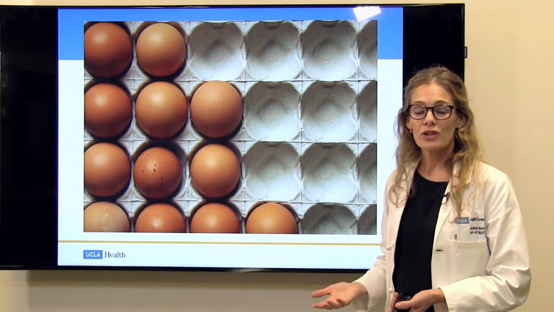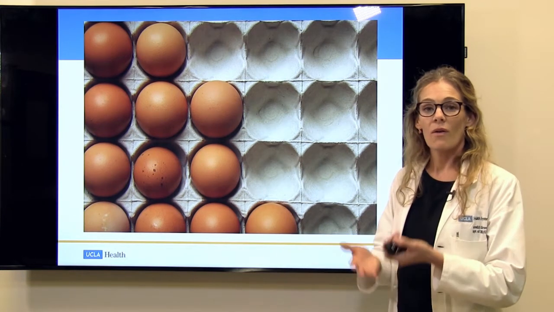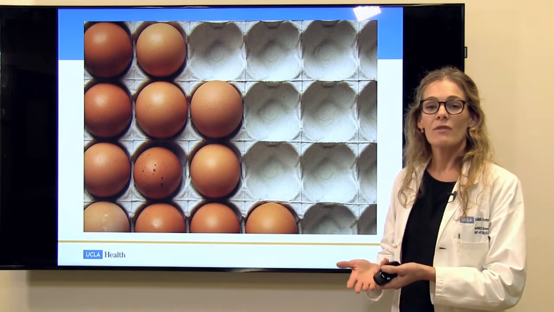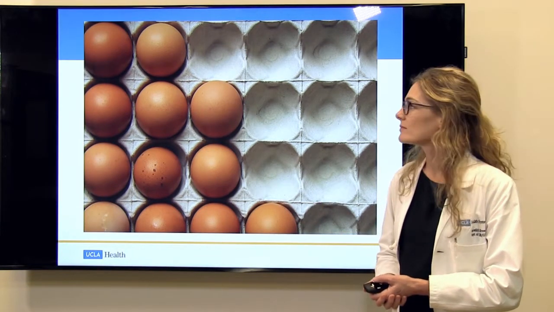There is a natural attrition process that will occur throughout this development of the embryos. Not all of the eggs will be fertilized, and of the ones that are fertilized, not all of them will make it to the blastocyst stage.